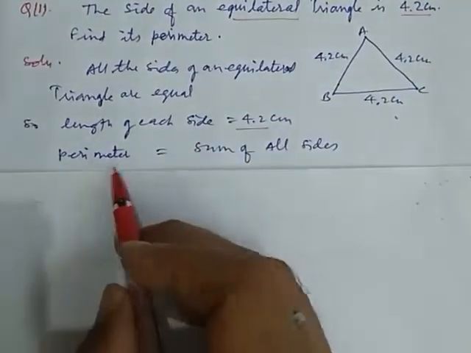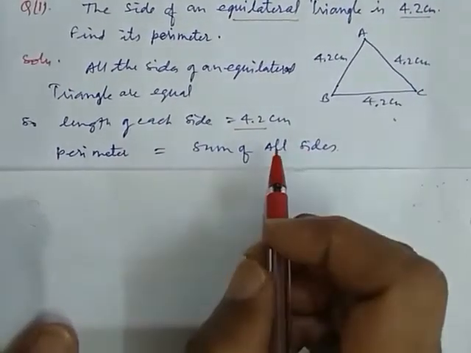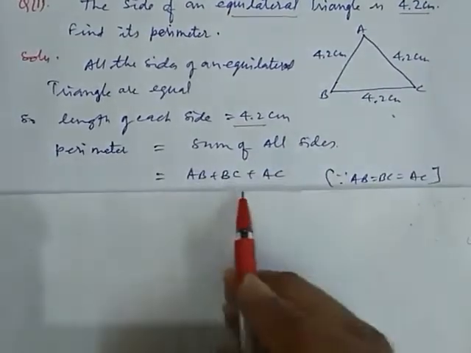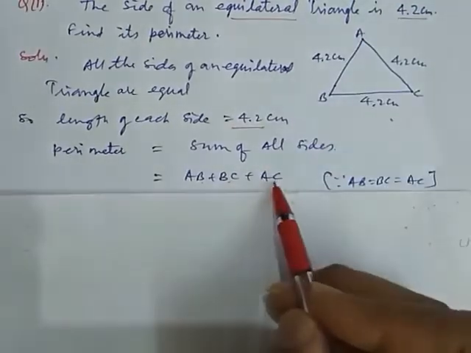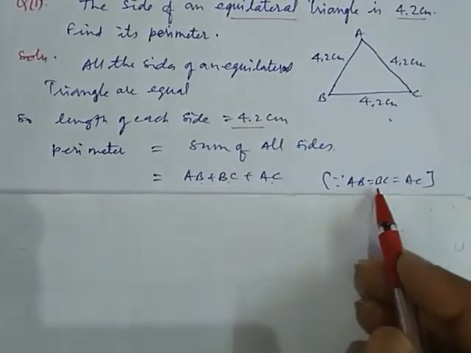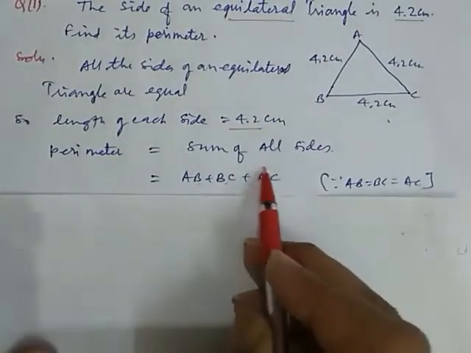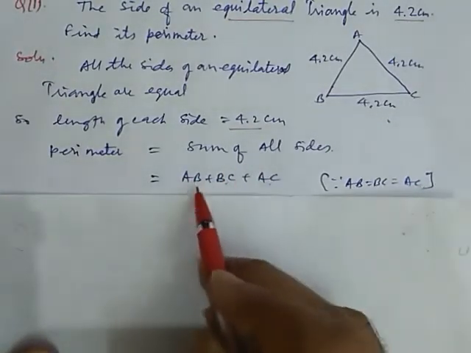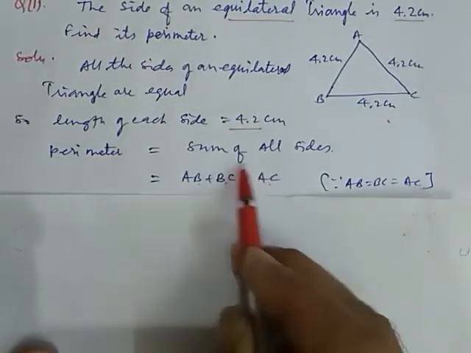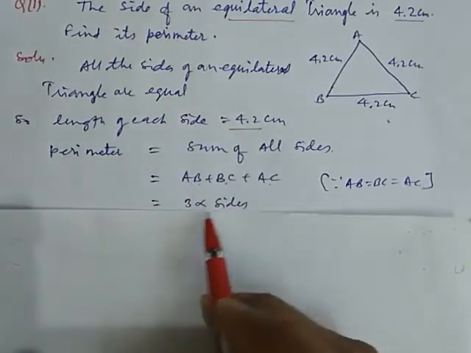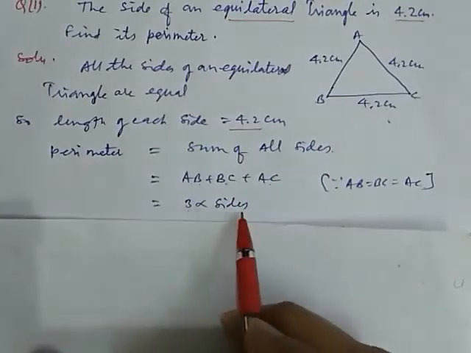And we know that perimeter is the sum of all sides, or we can say the sum of all boundaries. So here the sum of all sides is AB plus BC plus AC. But AB equal to BC equal to AC, all three sides are equal. That's why if we convert them to a single side, we can write AB, AB, AB. So it is 3AB, meaning 3 into side. So the perimeter of an equilateral triangle is 3 into side.